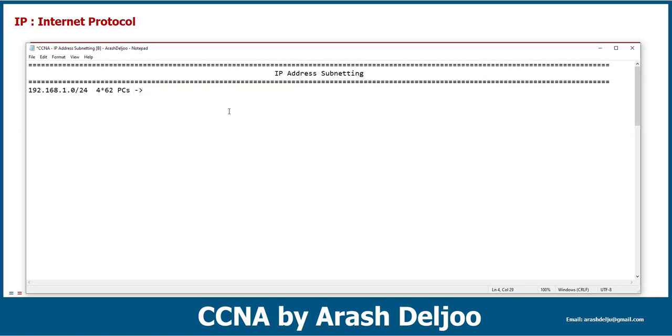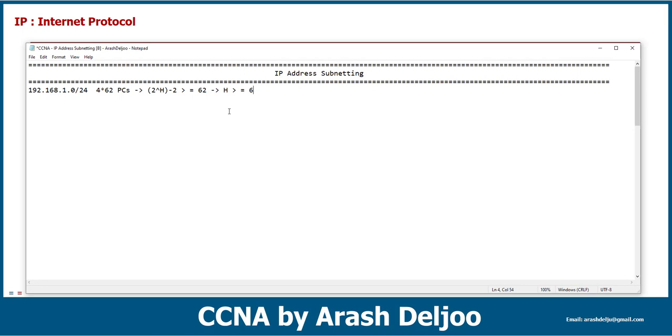Because of that, you know the formula, such as in the previous scenario: 2 to the power of h minus 2 should be greater than or equal to 62. With this formula we can find the number of host bits that we need. Here, as you know, we have these results. The host bits that we need should be greater than or equal to 6. This is the host bits requirement.